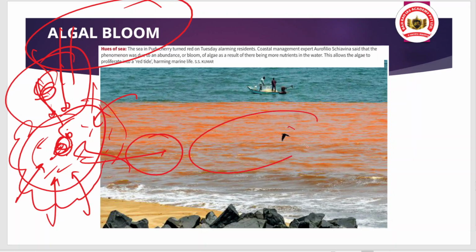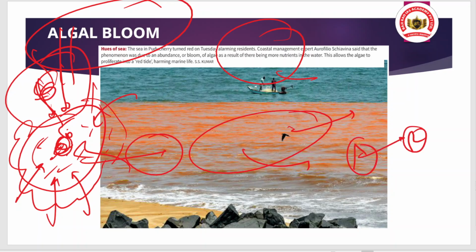And also, why I am discussing the context is because the sea along Puducherry turned red, okay. And this alarmed the residents, who wondered why this happened. So based on the analysis, they identified that the reddish color of the sea is because of the algal bloom, and it is because the nutrients in the water suddenly rose, okay. So that's why the algae here proliferated, and that is the point.